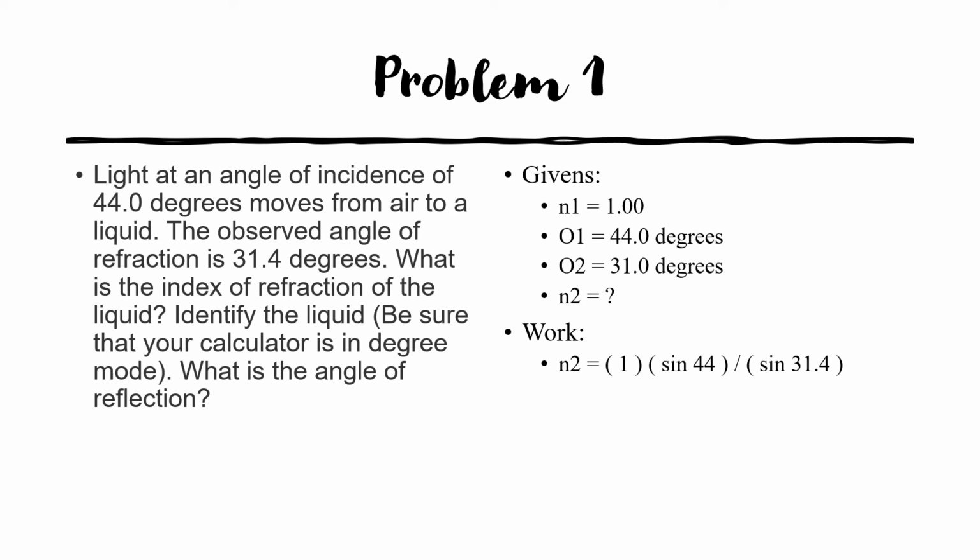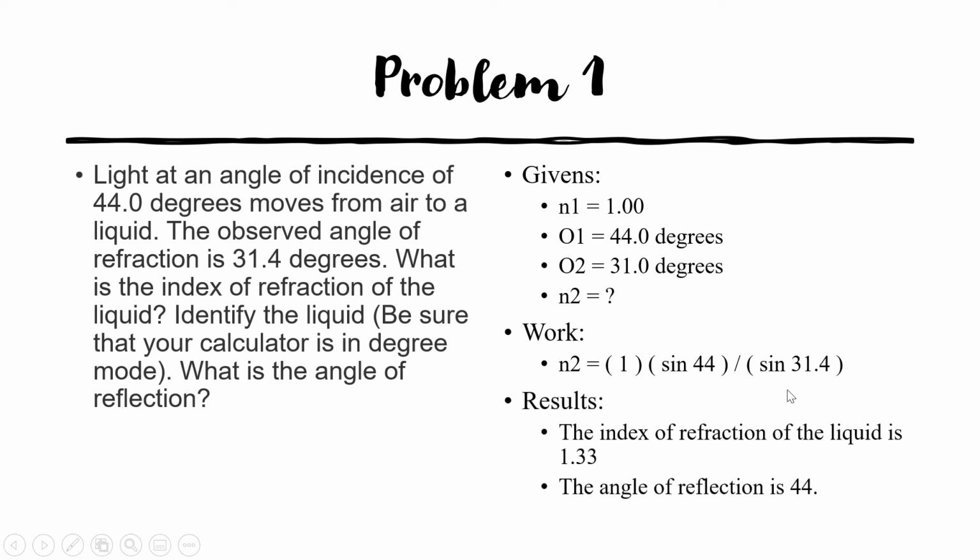We are going to move the sine of the second angle to the other side of the formula. And the resulting formula will be this one. The index of refraction of the second medium will equal 1 times the sine of 44 divided by the sine of 31.4.